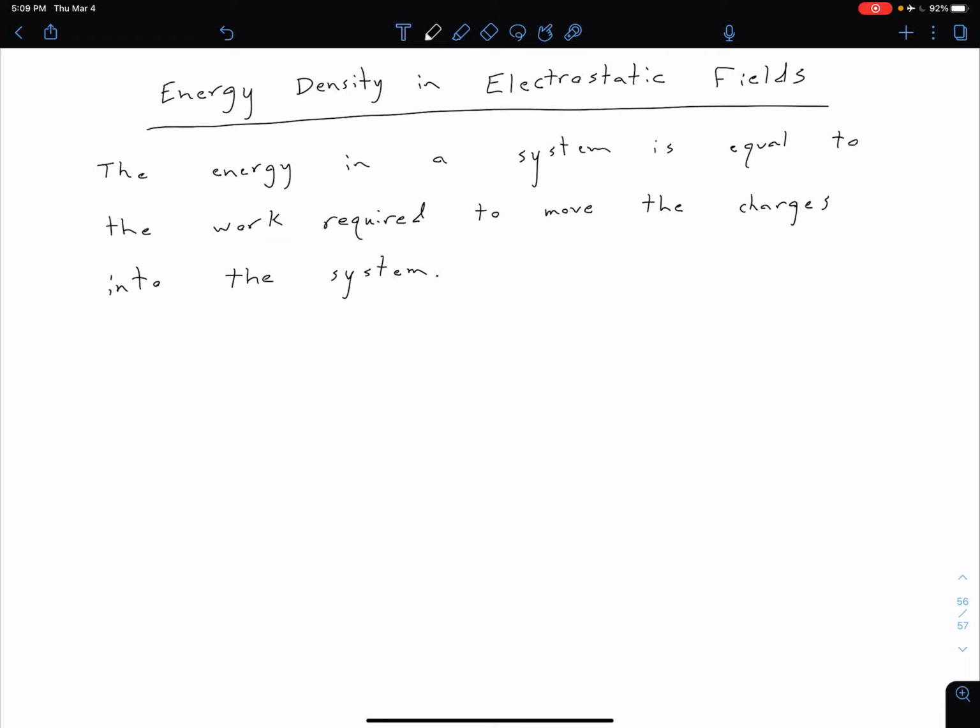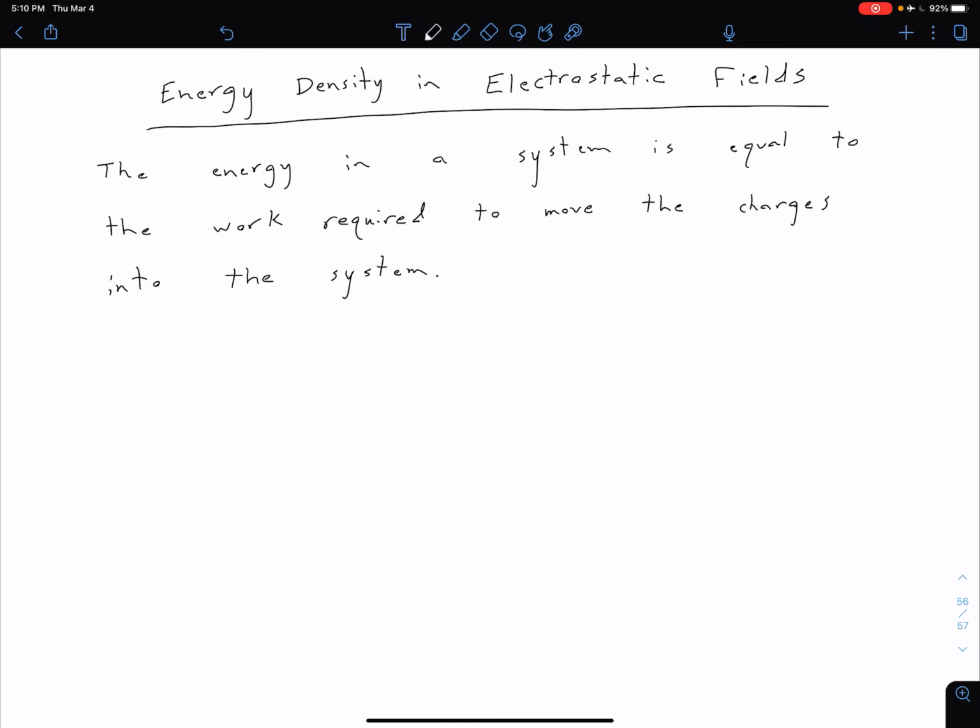The last item we're going to consider is energy density in electrostatic fields. The approach we're going to take here is to say that the energy in the system is equal to the work required to move the charges into the system. So we're essentially stating conservation of energy.